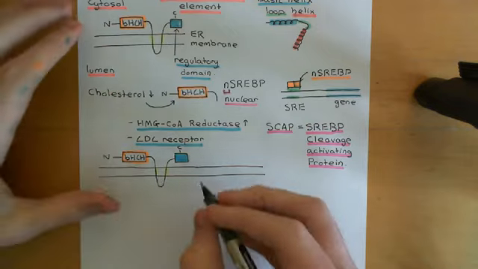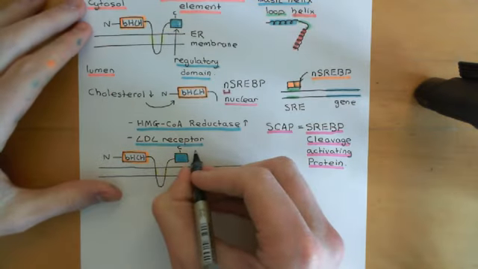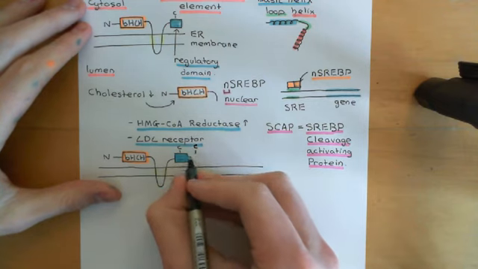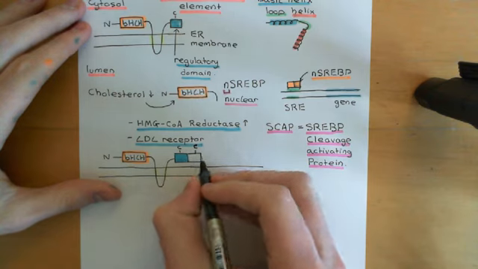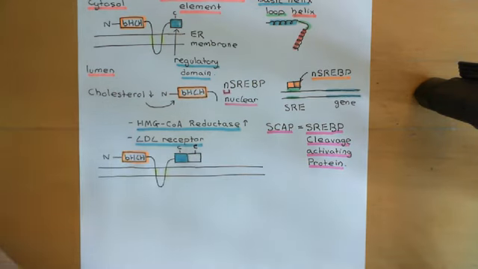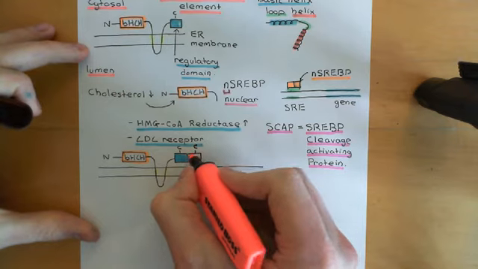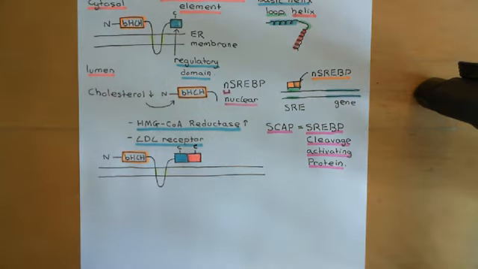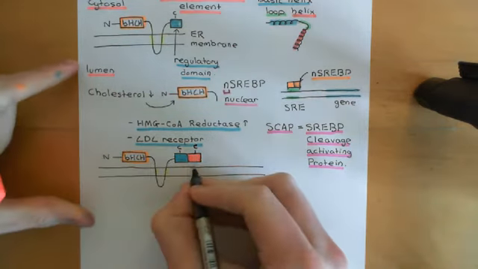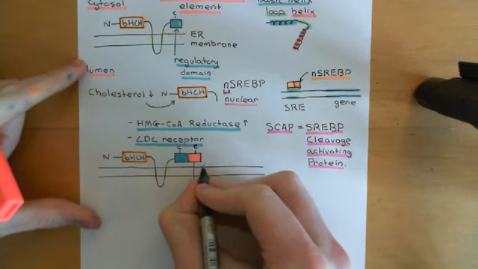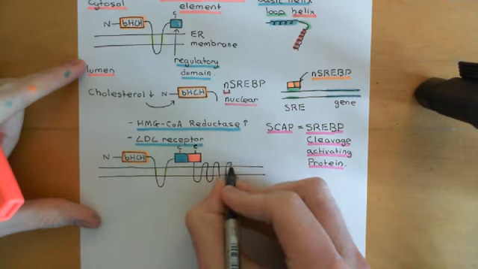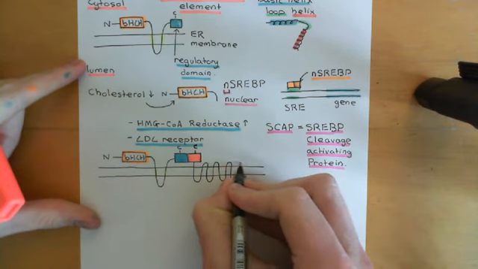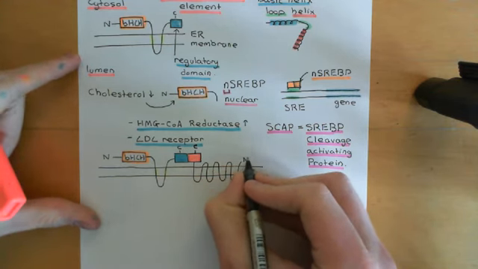Now let me show you the structure of SCAP. I'll start from this side, but this side is actually the C-terminal of SCAP, so we're starting at the end of the protein basically. SCAP has a domain which is capable of binding to the regulatory domain of the SREBP protein, and I'll colour this domain in red here. Then you'll have 8 membrane-spanning alpha helices, similar to the HMG-CoA reductase enzyme. And then you'll have the N-terminus here.